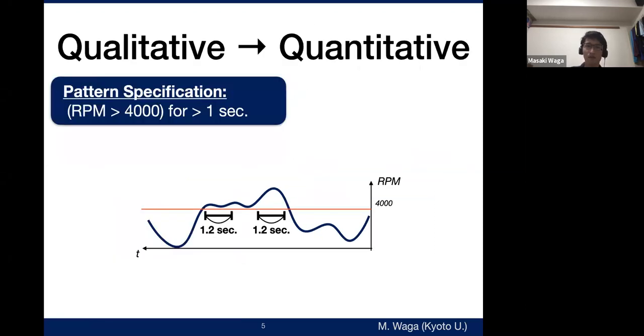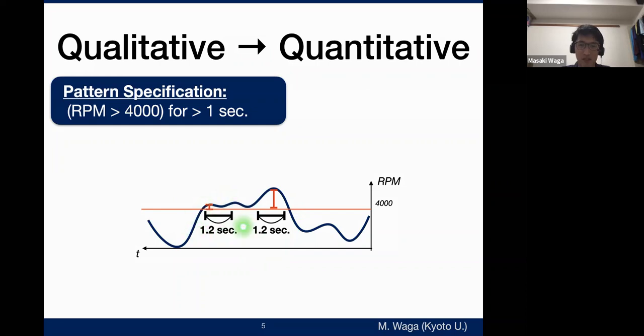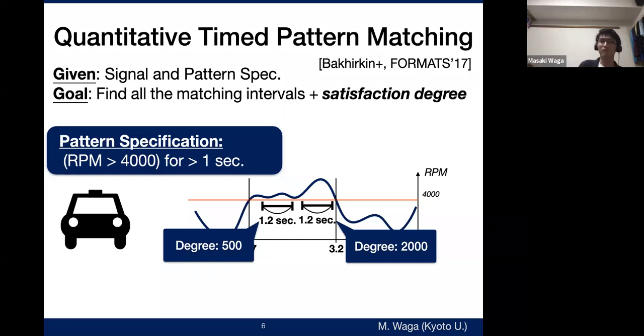But here, we observe that the degree of satisfaction is different in each sub-signal. For example, for this sub-signal, the difference from the threshold 4,000 is relatively large, while here the signal value is close to the threshold. In that sense, we want to say that this sub-signal matches more than this one. In other words, the satisfaction degree should be larger, or it robustly satisfies the pattern specification. We want to do such a quantitative discussion rather than a qualitative one, like whether it matches or not. This is the idea of the quantitative timed pattern matching problem.